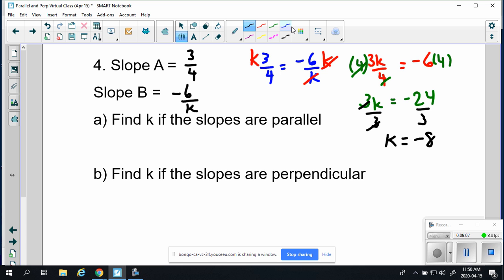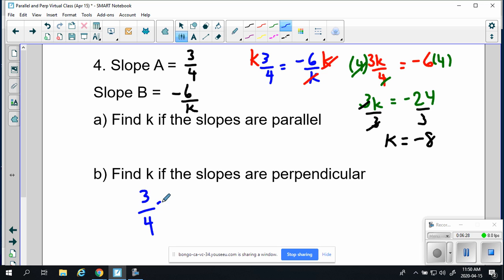For part B, they are perpendicular. And the key to this question in making it as easy as possible for yourself is deciding who to flip to make life easy. I am deciding that I'm going to flip this guy and make him negative because then k will be in the top and life will be very good.